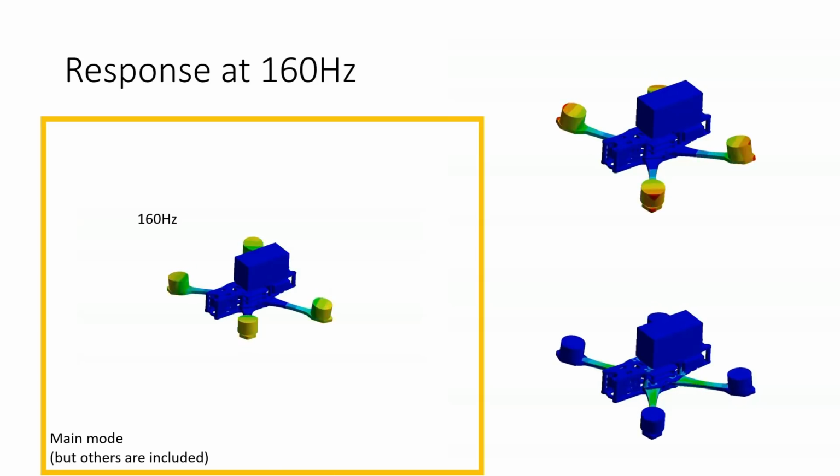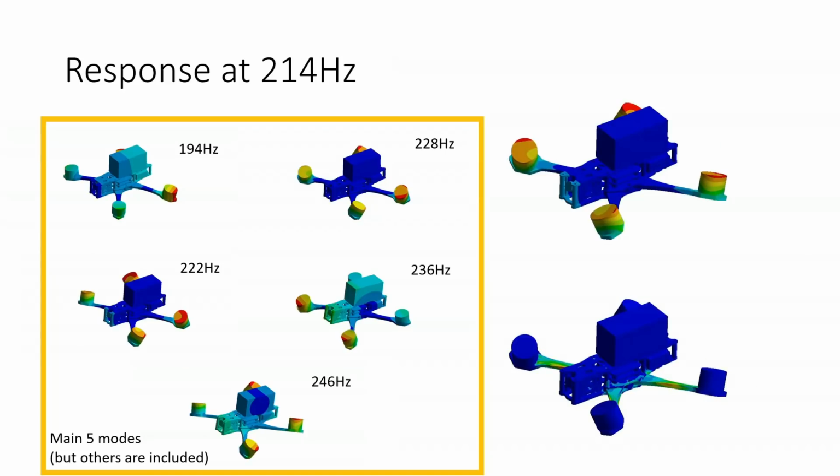If we look now at the response at 214 Hertz, which is that second spike that we saw in the spectrograph, it's a lot more complex than the first one. There are 5 modes that are very important that I've picked out here, and these occur at frequencies between about 194 Hertz and about 246 Hertz. The simulation never quite perfectly matches the black box log, but if we get to within 5%, we can be really confident that the simulation is behaving in a similar enough way to the real quadcopter that we can draw useful conclusions from the data.